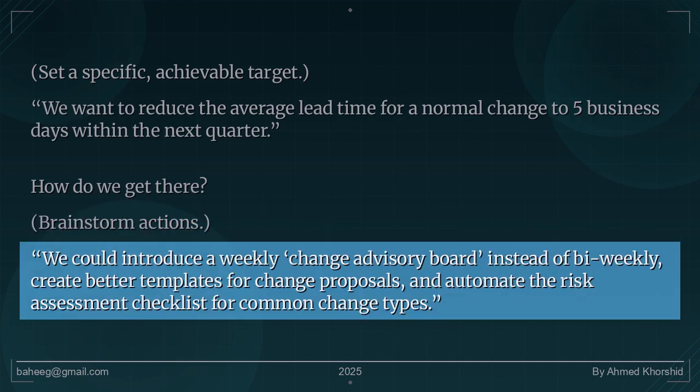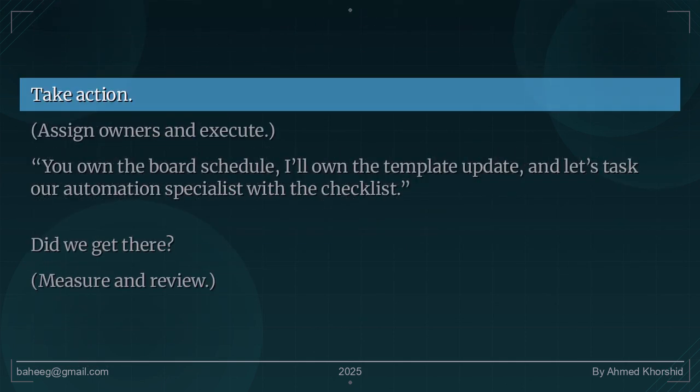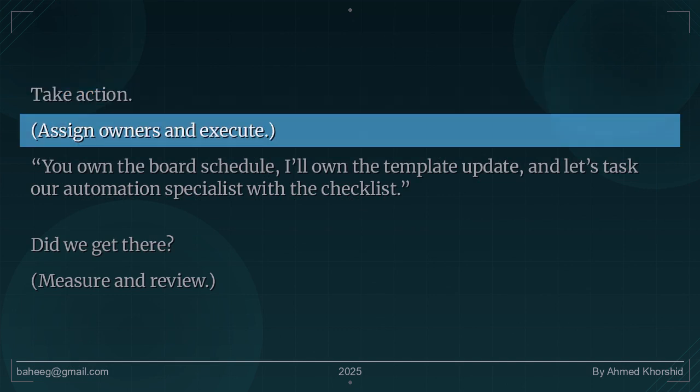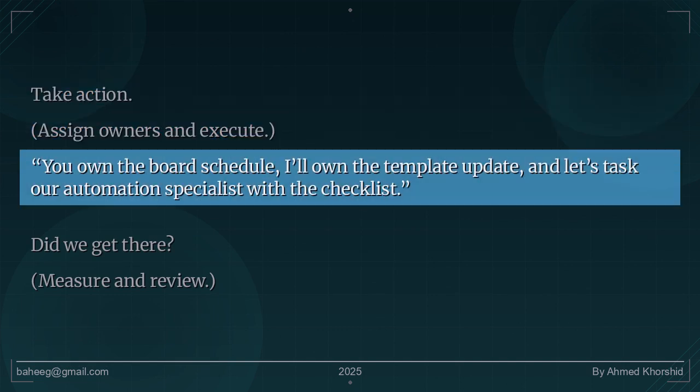We could introduce a weekly change advisory board instead of bi-weekly, create better templates for change proposals, and automate the risk assessment checklist for common change types. Take action. Assign owners and execute. You own the board schedule, I'll own the template update, and let's task our automation specialist with the checklist.